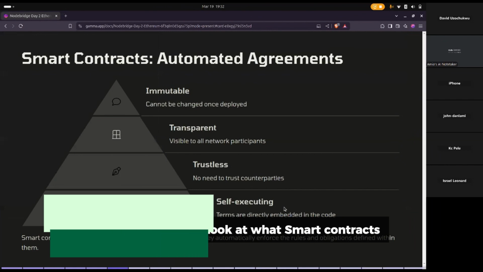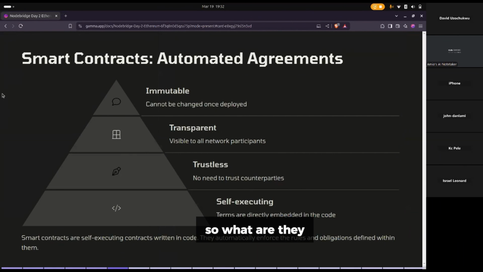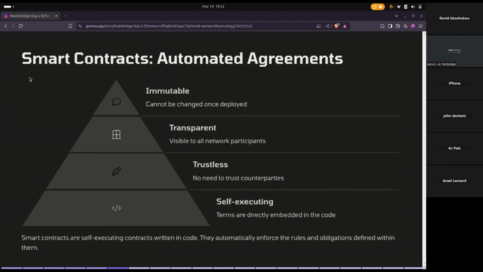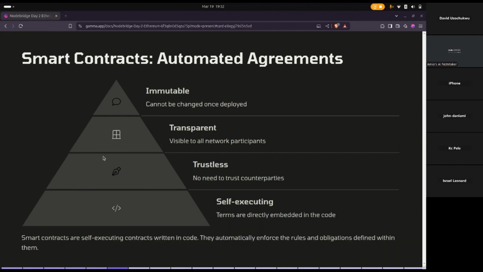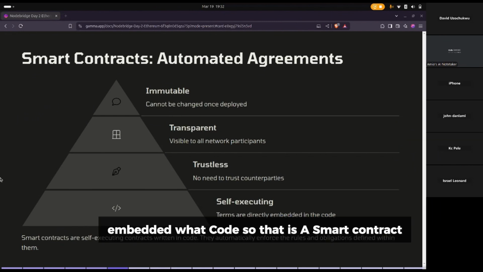So let's now look at smart contracts. So what are they? These are automated agreements. And as we can see: immutable, cannot be changed once deployed; transparent, visible to all network participants; trustless, no need to trust counterparties; self-executing terms, and directly embedded in code. So that is a smart contract.